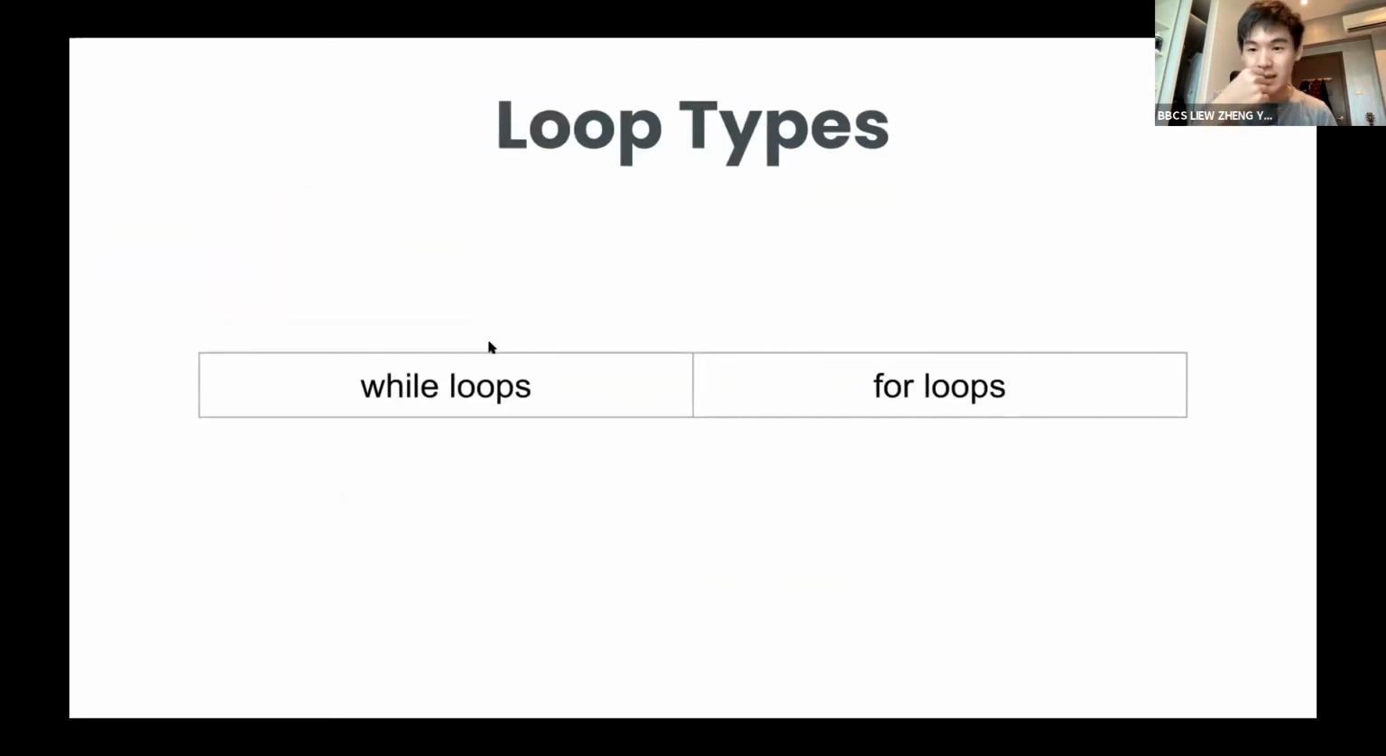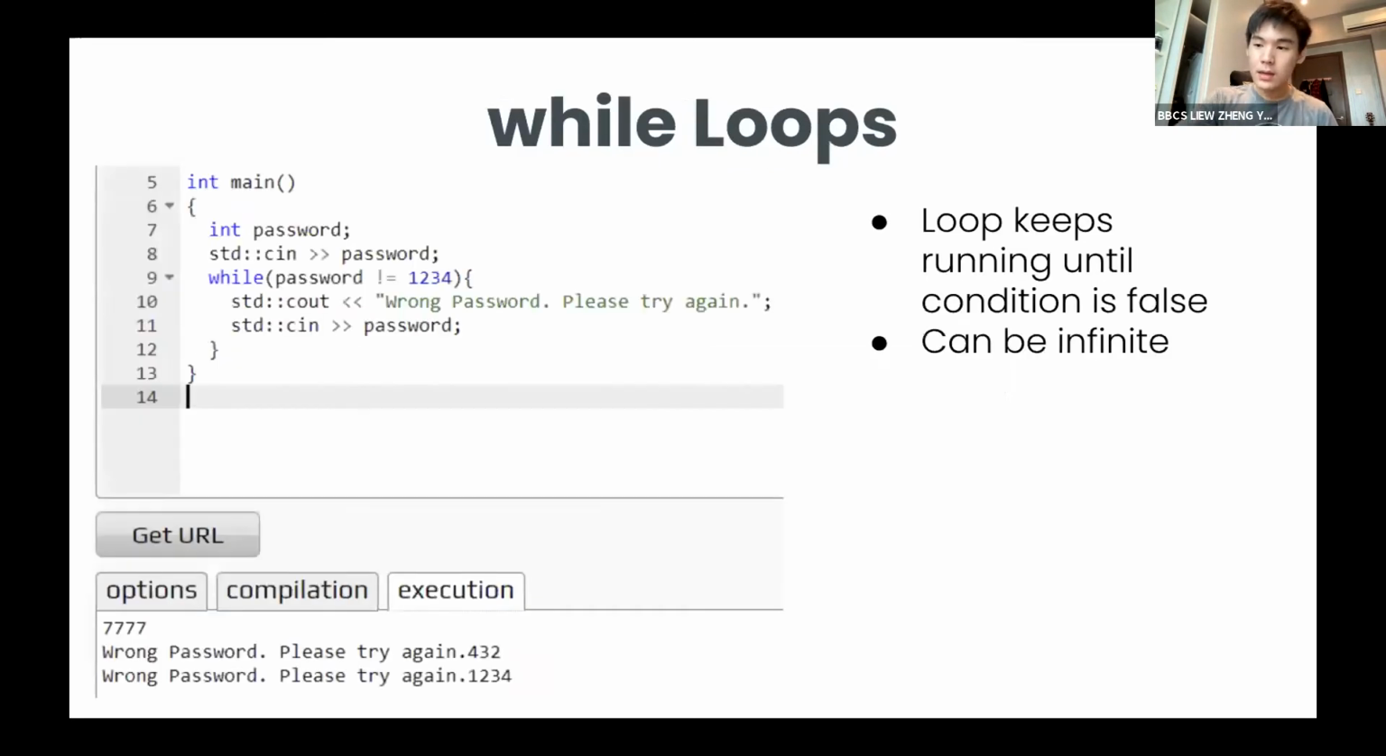We have two main types of loops. We have while loops and we have for loops. While loops basically let the code run until the specified condition in the brackets is false. This can happen for pretty much forever, as long as the condition is not met.